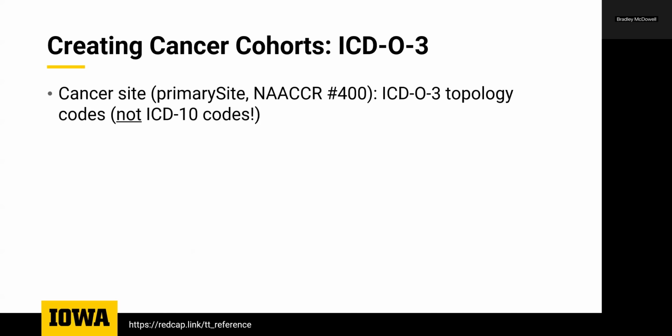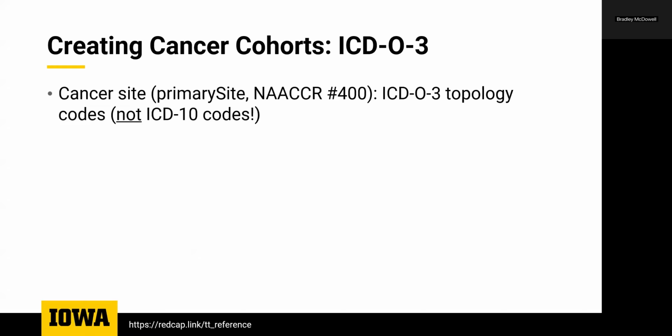Okay, almost any study that you want to do involves creating a cohort, and that's defining who you're going to study for your project. So what are the inclusion criteria that make somebody eligible, and what criteria exclude people from the study as well? One of the main characteristics of any cohort of cancer patients is the tumor site. Where is the tumor located? Is it in the colon, the lung, the breast, and so on and so forth? And the relevant variable for this is primary site, NAACCR number 400.